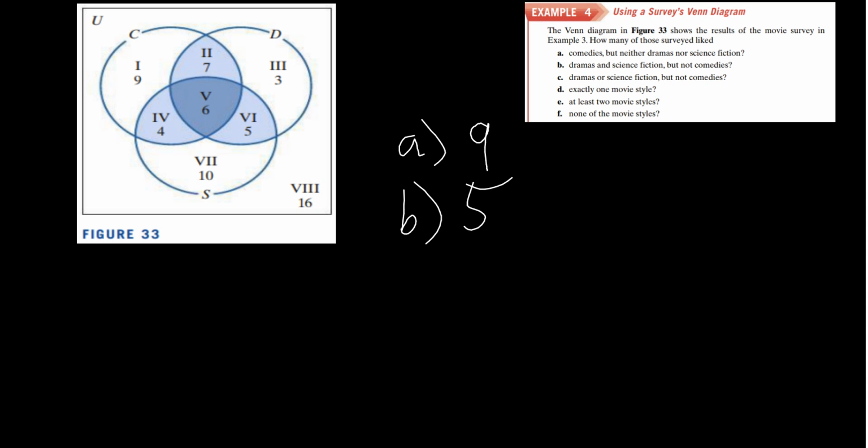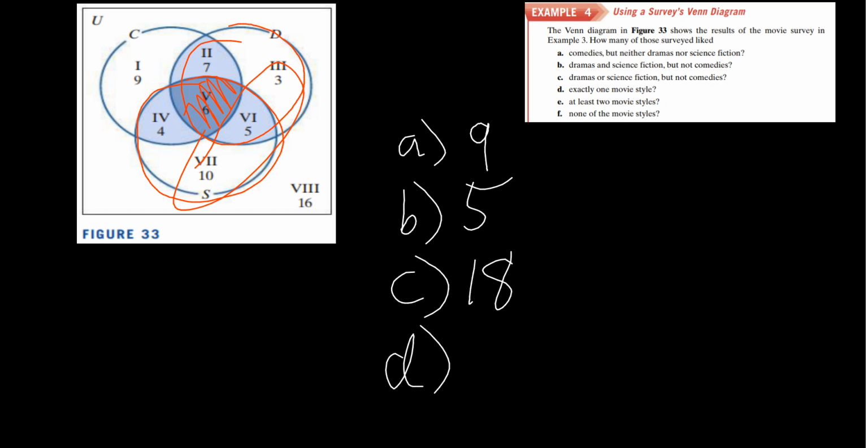Alrighty. C, drama or science fiction, but not comedy. Okay, so this is the one where I kind of got ahead of myself, right? So this is saying drama or science fiction, but not comedy. This is where we would say, oh, it's 18, right? It's or, we just count them all up and have a good time.